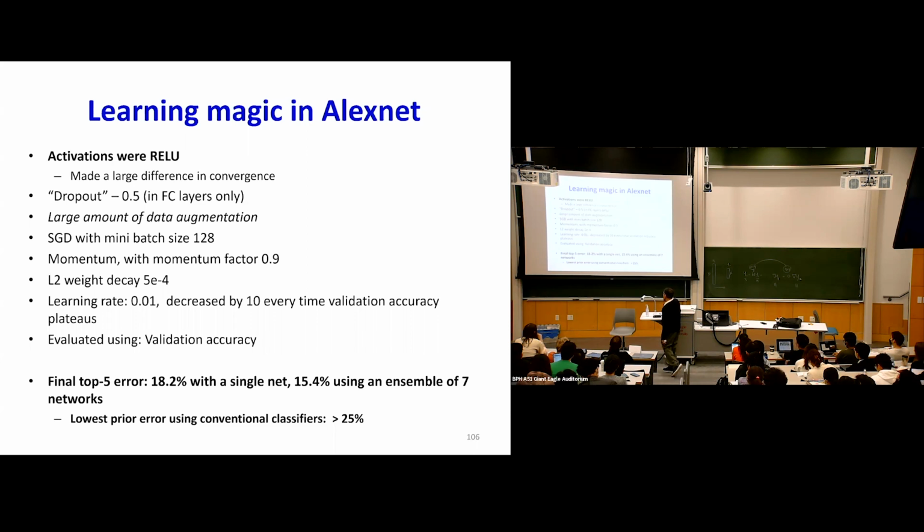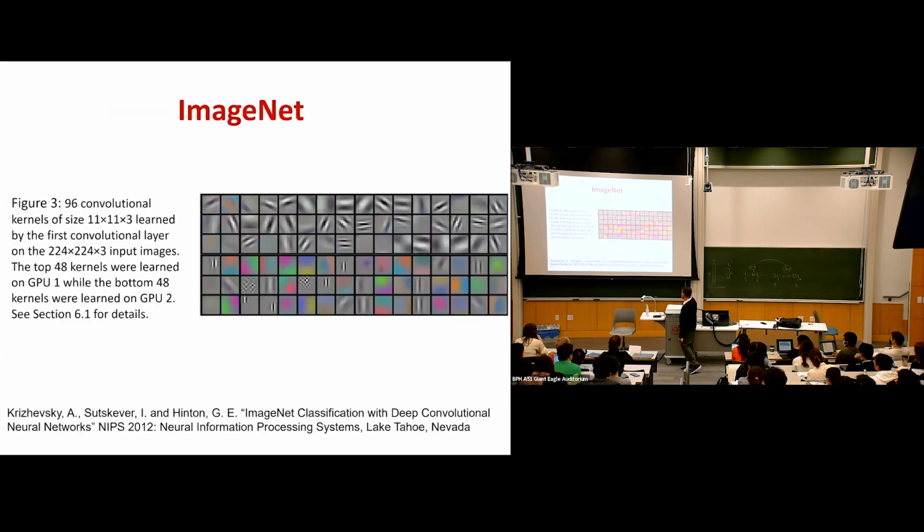So when they were done, the top 5 error went down from 25% to 18%. But moreover, when they trained 7 different networks and took a vote, that error went down to 15%. So you're looking at a 40% reduction in error on a task that everybody had been struggling with. And now suddenly everybody was using convolutional neural networks. The lowest prior error was greater than 25%.